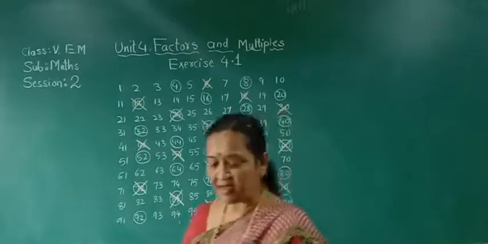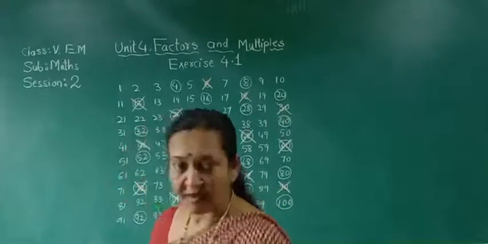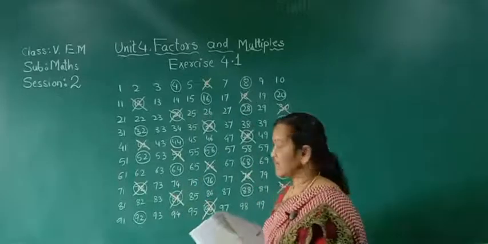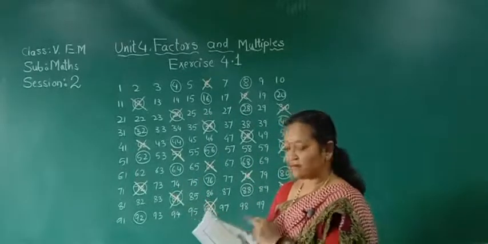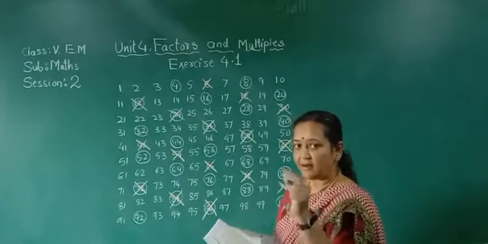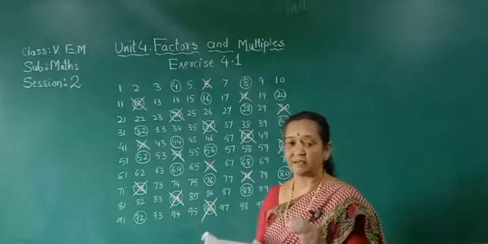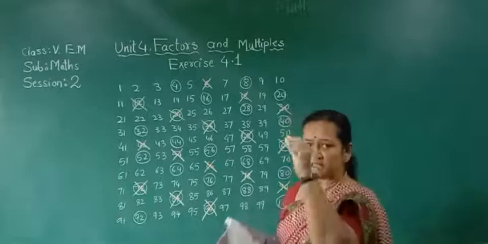So let me take here yellow color. On board I can't write with pencil, isn't it? So I have taken yellow color, and what we should do? Here we should underline the number which is multiple of 9, or I will square it, okay?